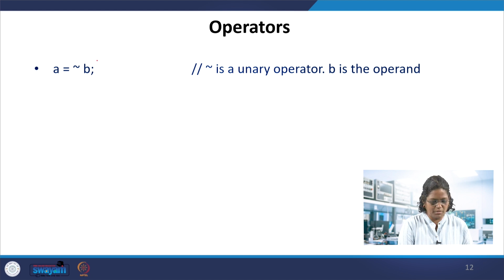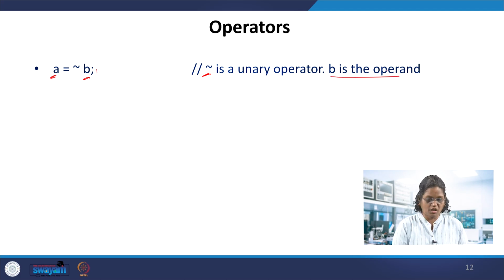If you say A is equal to tilde B semicolon, A and B are identifiers. Here A is a signal, B is another signal, and the tilde is the unary operator. So tilde is negate, the unary operator, and B is the operand on which the tilde is acting, and the result is saved or stored in A.